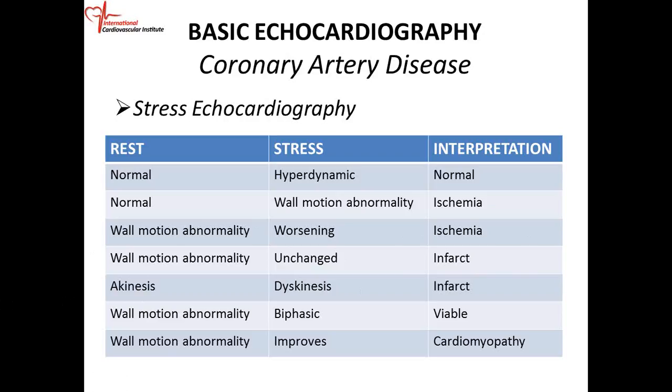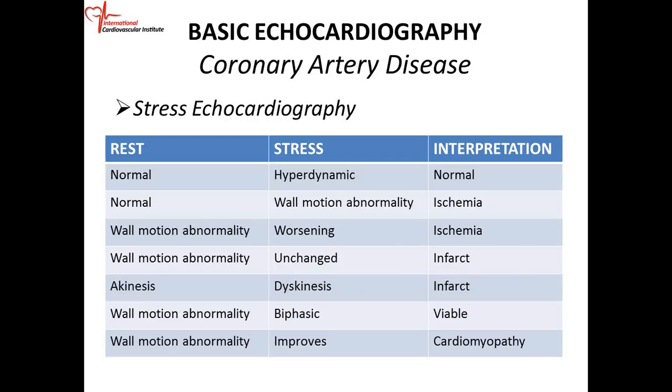And you're looking for the same thing. You want to see 85% of the maximum heart rate response. So the maximum heart rate is 220 minus the patient's age. The patient has to achieve 85% of that.